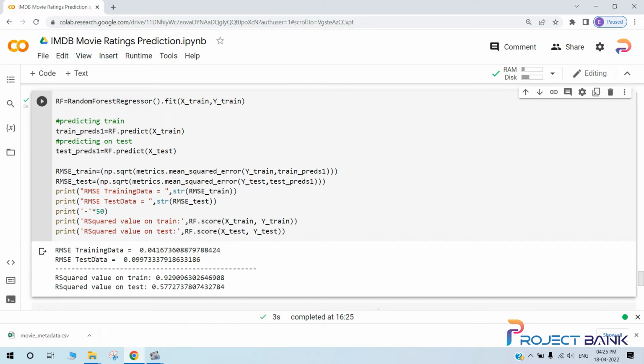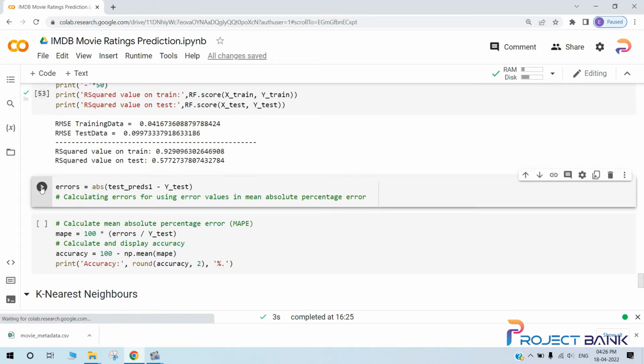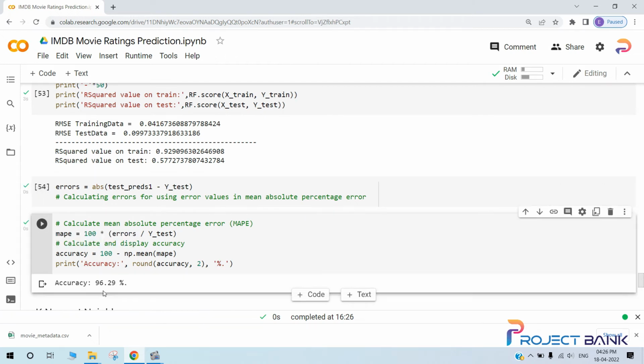Here the RMSE on training data is 4 and the RMSE on the test data is 9. The R squared value on the train data is 92 and the R squared value on the test data is 57. Again we have calculated the error. Next we have calculated the accuracy. So the accuracy is 96.29%, which is more when compared to the decision tree and the linear regression model.